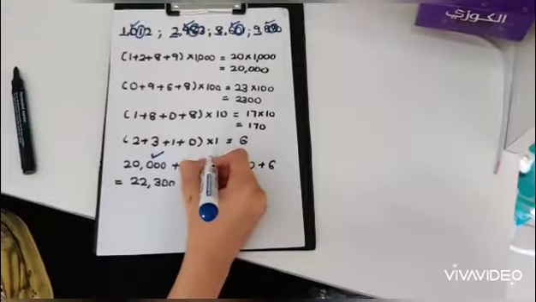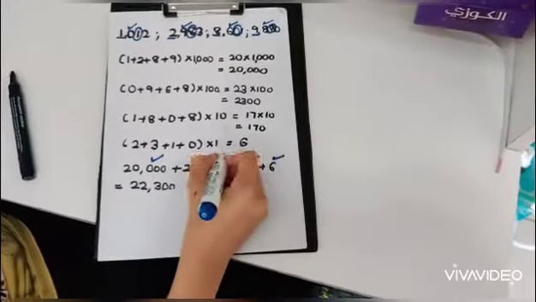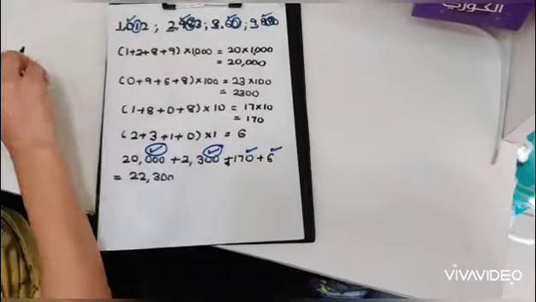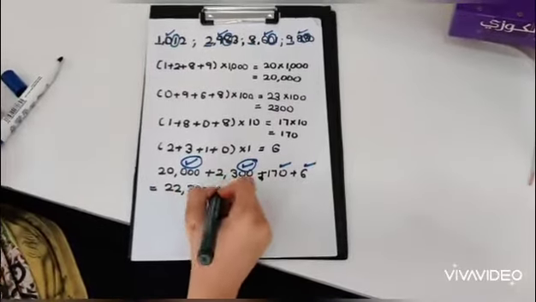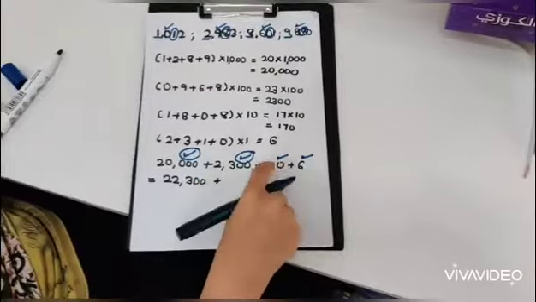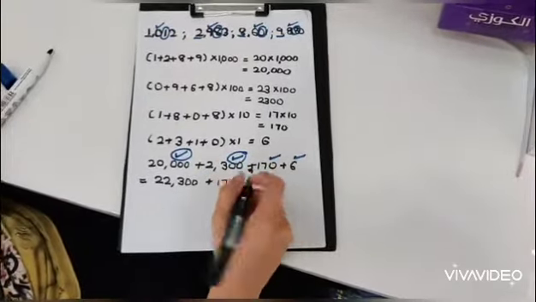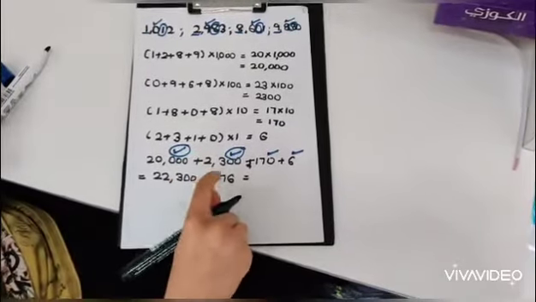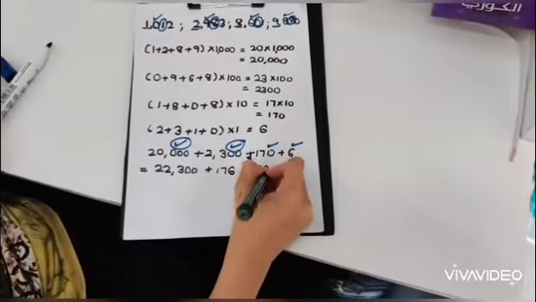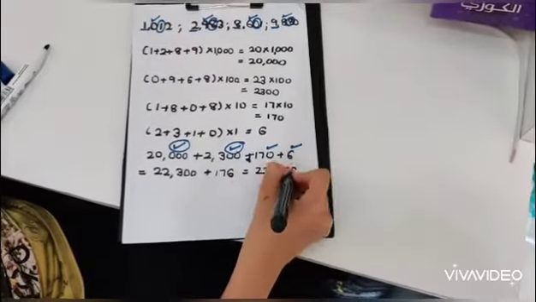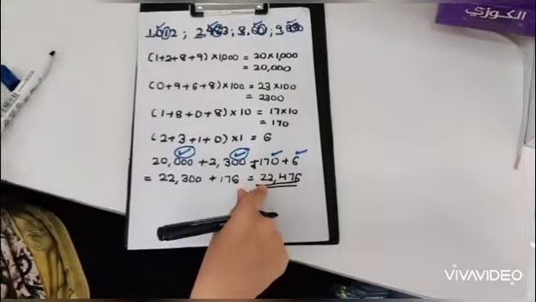Guys, I will group these numbers. So the sum of 20,000 and 2,300 is 22,300. Plus 170 plus 6. 170 plus 6 is 176. And now I'll just find the sum of 22,300 plus 176. So the sum we get is 22,476. Yes, friends. This is the answer.